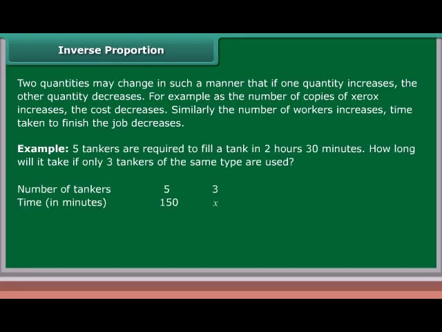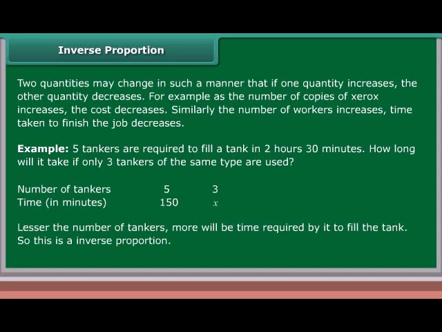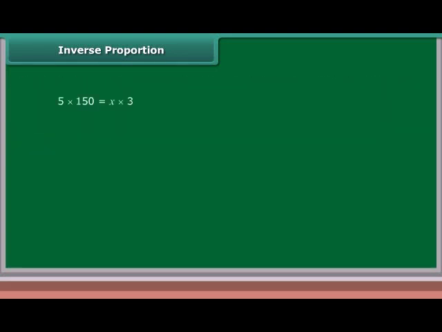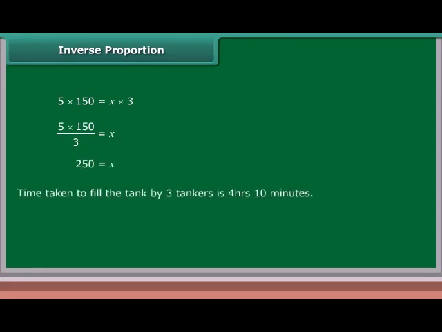Example: 5 tankers are required to fill a tank in 2 hours 30 minutes. How long will it take if only 3 tankers of the same type are used? The lesser the number of tankers, the more time will be required to fill the tank. So this is an inverse proportion. 5 into 150 is equal to x into 3. 5 into 150 upon 3 is equal to x. 250 is equal to x. Time taken to fill the tank by 3 tankers is 4 hours 10 minutes.